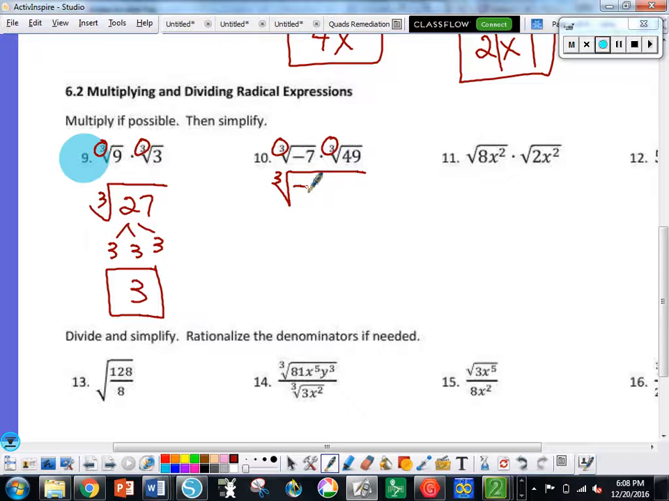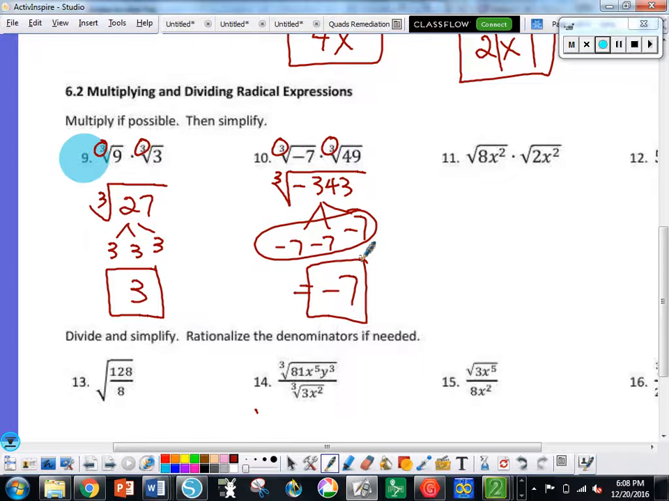$343. Now what times what is negative 343? Well, 7 makes the 343. And if I need a perfect group and I want it to be negative, they all would have to be negative in order to get your group of 3. So that is negative 7. I guess you really kind of need to know that, how you can bring a negative outside the radical.